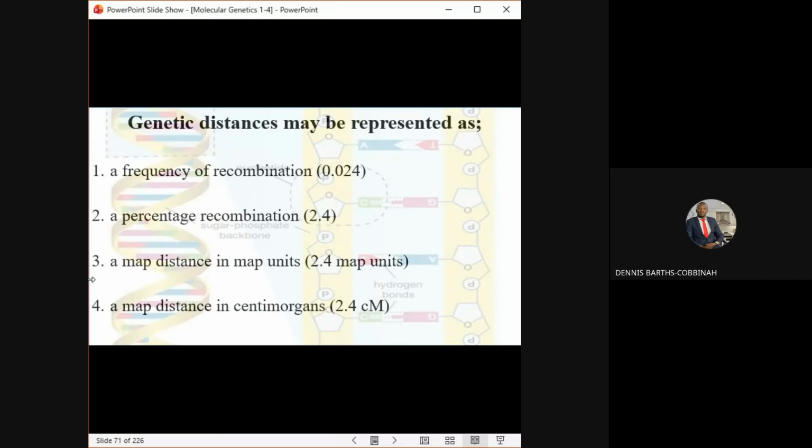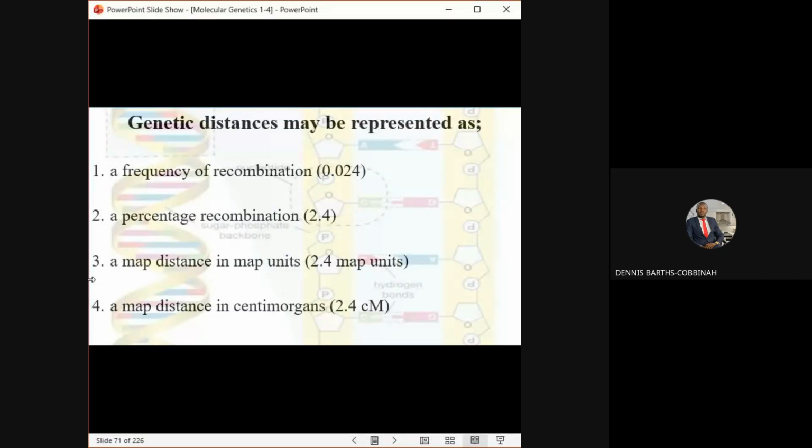There are representations for genetic distances. You can have frequency of recombination, with a value like 0.024. You also have percentage of recombination, and instead of 0.024, you have 2.4. And the third is map distance in map units, which you have as 2.4 map units. We are just using hypothetical figures.